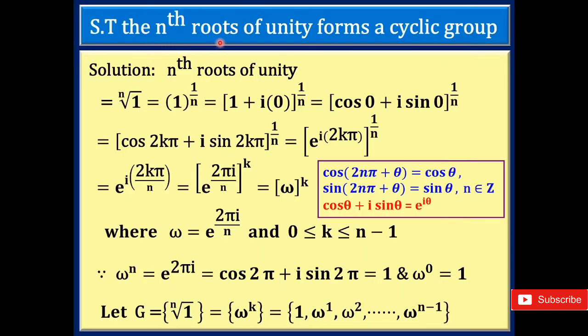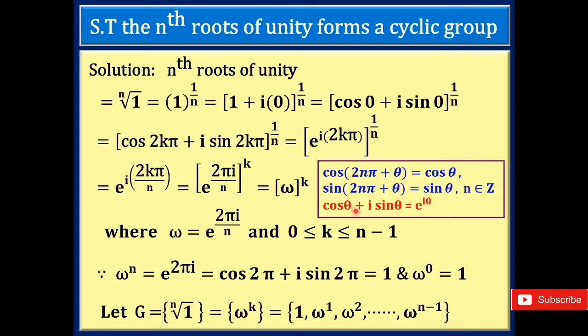Show that the nth roots of unity form a cyclic group with respect to multiplication. The nth roots of unity is equal to the nth root of 1, that is equal to 1 whole power 1 by n, that is equal to 1 plus i into 0 whole power 1 by n. Since cos 0 degrees is 1 and sin 0 degrees is 0, then (cos 0 plus i sin 0) whole power 1 by n. We know that cos of 2n pi plus theta is cos theta, and sin of 2n pi plus theta is sin theta for n belongs to Z. Then we write (cos 2k pi plus i sin 2k pi) whole power 1 by n.